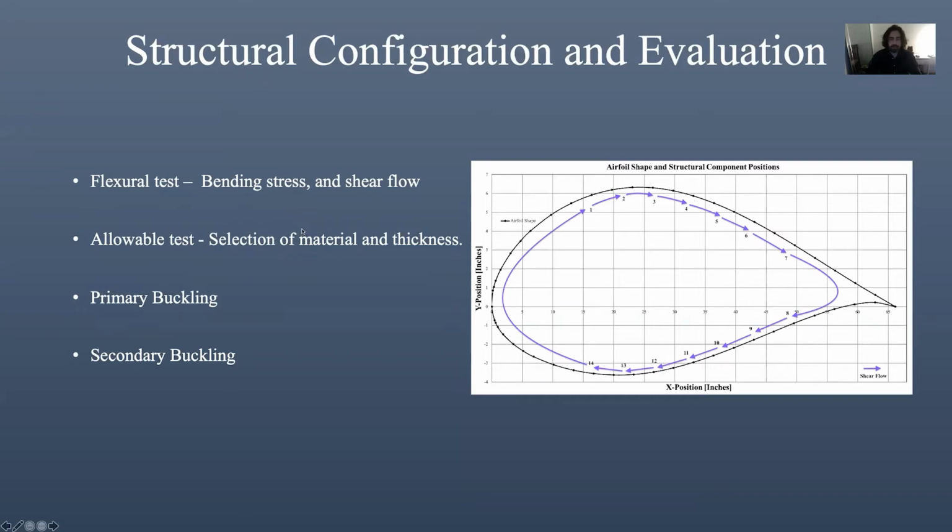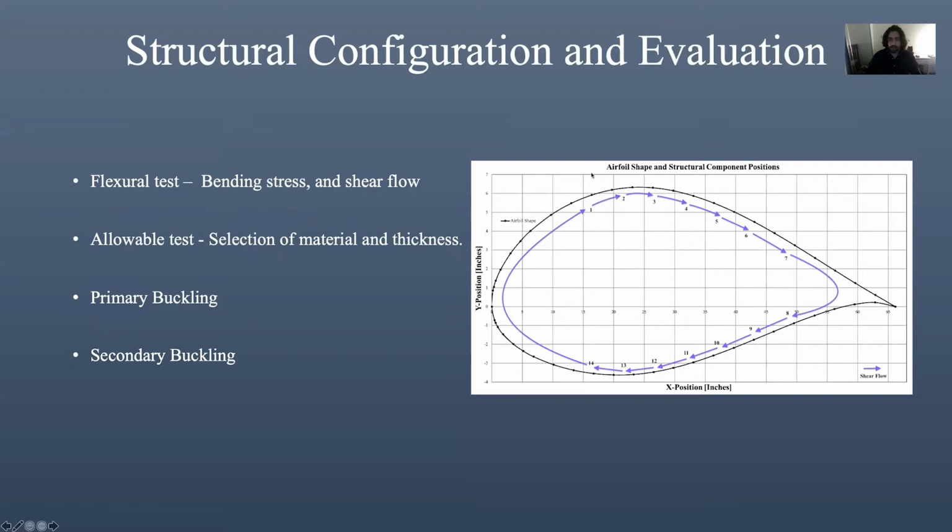The bending stress was calculated using data obtained from the original design locations of the stringers and spars. From here, hand calculations and diagram labeling led to the analysis of the shear flow around the wing. This designates the points that were assumed during the shear flow analysis.